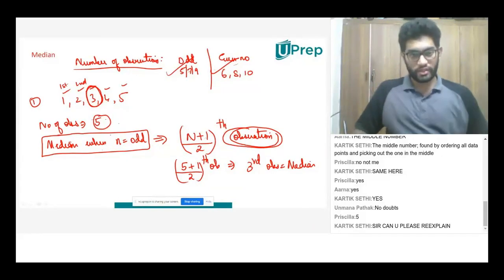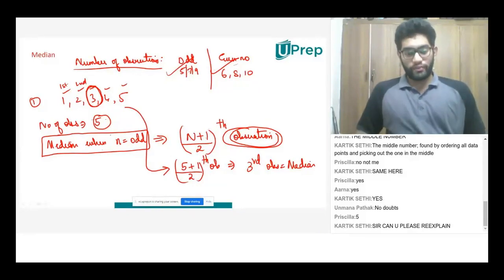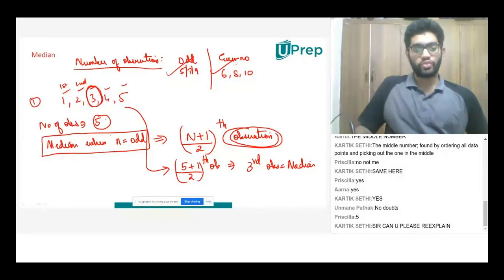That means here in this example, why did I take an example? Understanding the formula becomes easy. The formula is basically logic. 5 is the number of observations, plus 1, by 2. 6 by 2 is 3. That is, the third observation is the median. That is 1, 2 and 3.